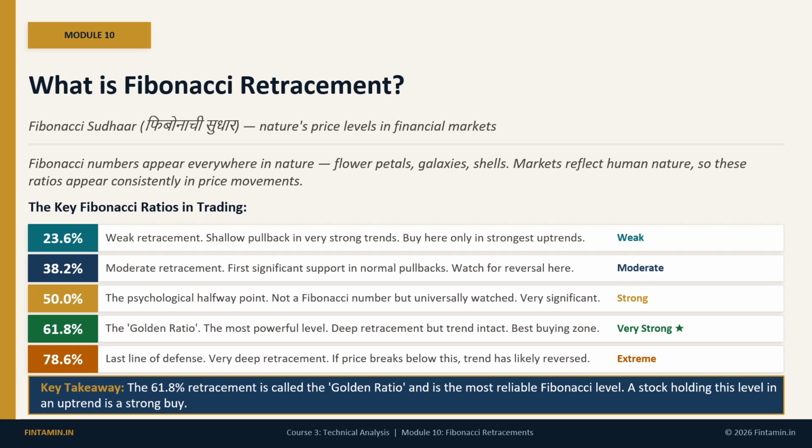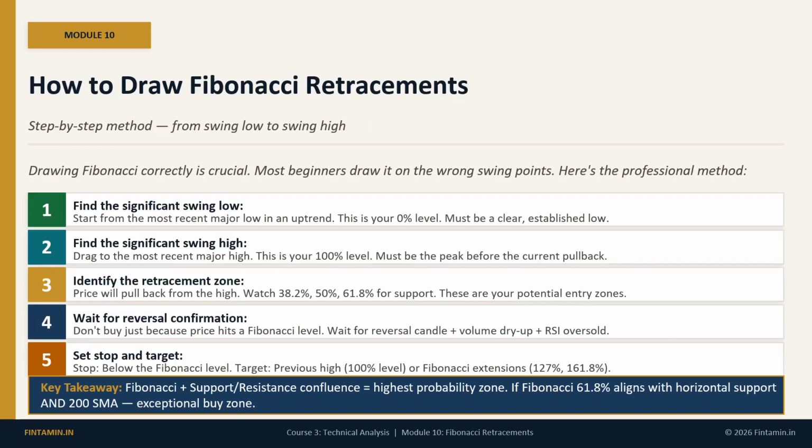78.6% is the last line of defense. If price breaks below 78.6% on high volume, the trend has most likely reversed. Do not buy expecting a bounce. The uptrend is broken.